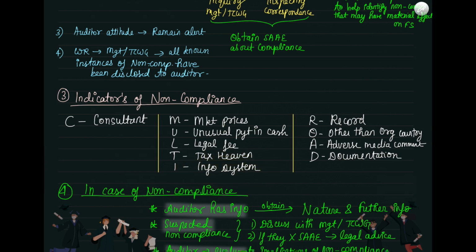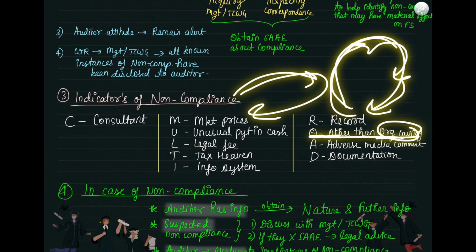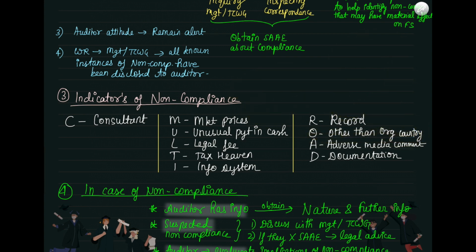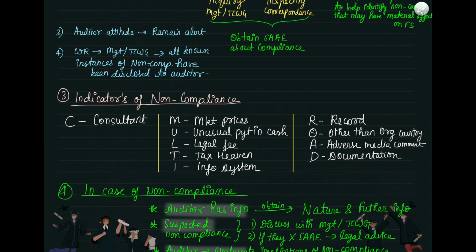Check their information system, whether you get any record from that or not. Then next, you can check their records and see if you can get any documentation. Next is see if they have made any transaction with a country other than the original country. That means directly from Singapore to India one transaction should have happened, but they're taking it to Singapore, then routing it to Dubai, and then bringing it to India. Why have they routed it like this when they could have directly brought it in? So see if there is any transaction routed from somewhere else. See if the media has made any adverse comment about this company related to their laws and regulations. So all these are indicators of non-compliance of laws and regulations.